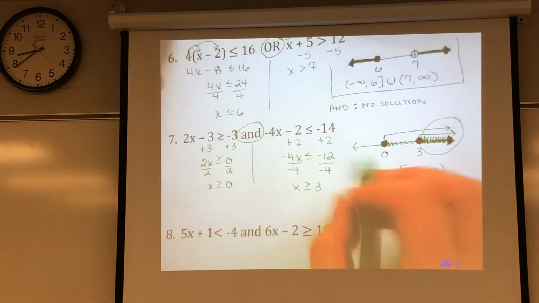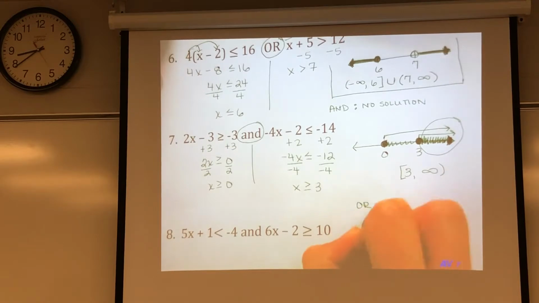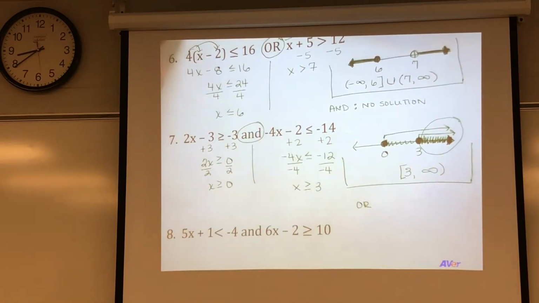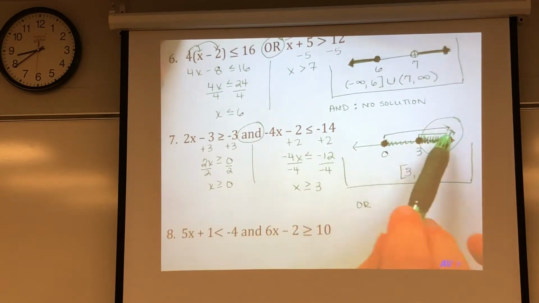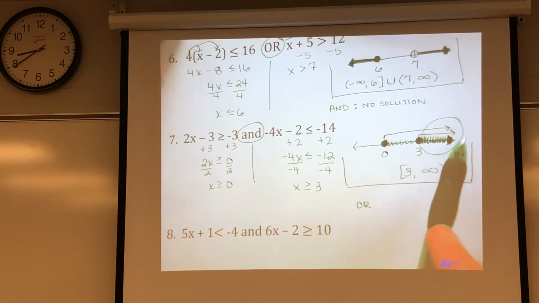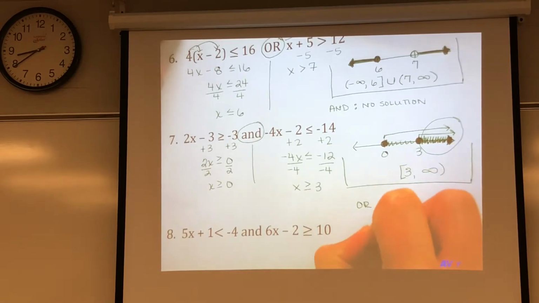Now, if the word had said or, remember this is our actual answer, but the word in the middle changes a lot. The inequalities don't change, the graph doesn't change, but it does change your interval notation. Or means everything. So if it had said or, we would want everything that's shaded, and we would have gone from 0 to infinity.